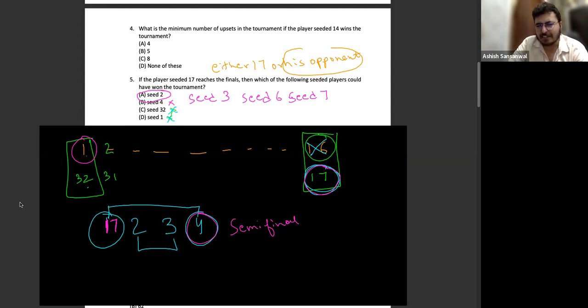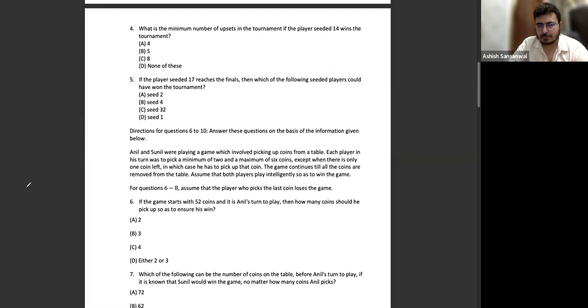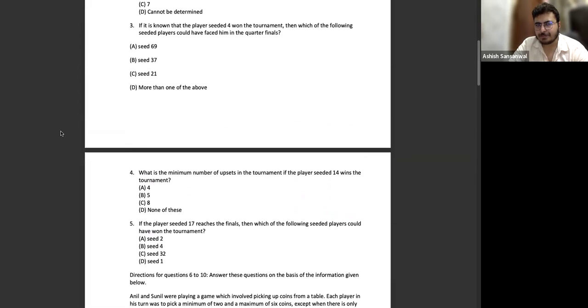This one was slightly tough, na? You have to think relatively more. Question number 3 was like this only. Now can we go to question number 3? Everyone clear with question number 5 now?